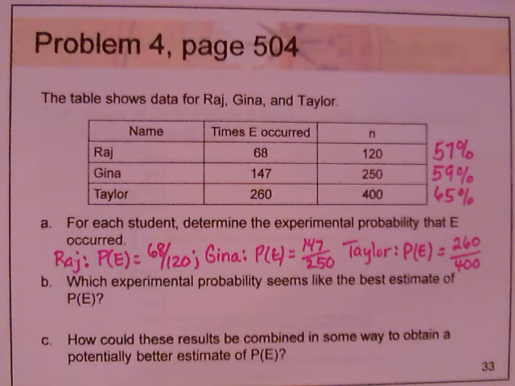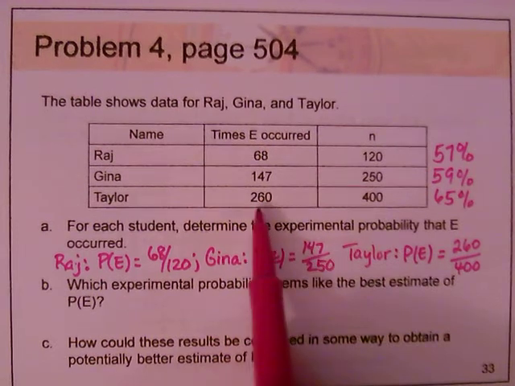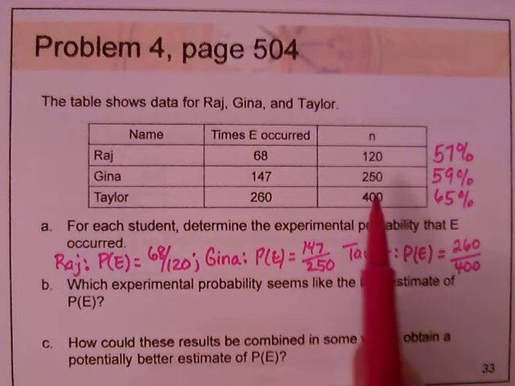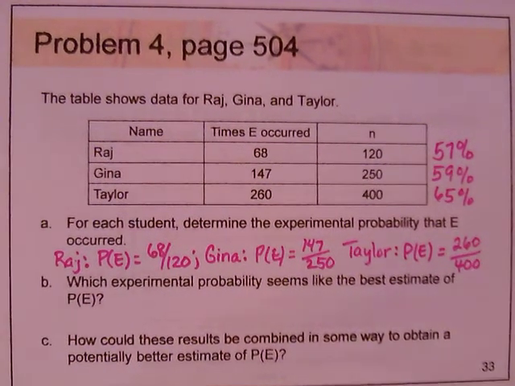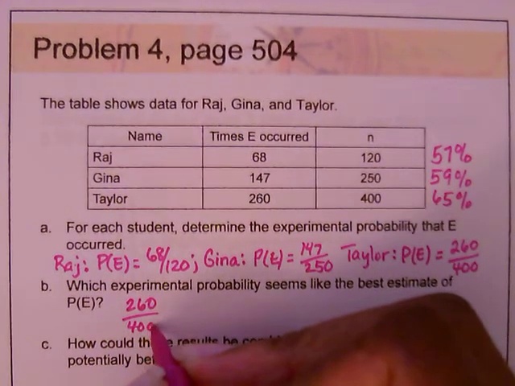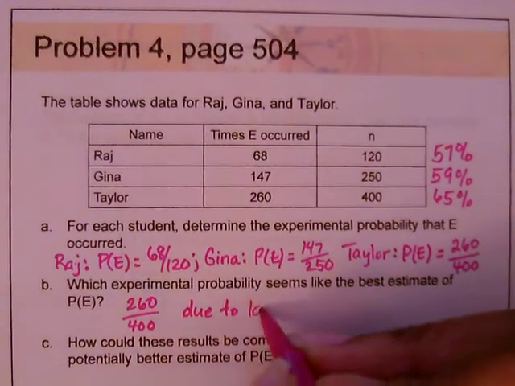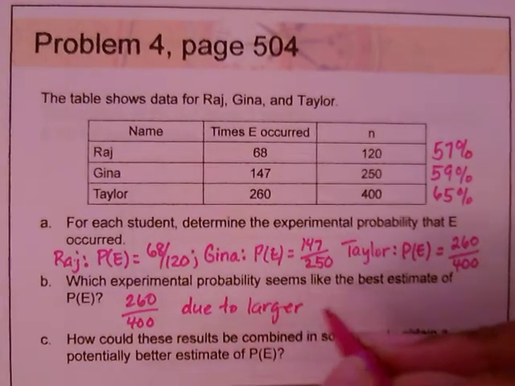Now, part B, which experimental probability seems like the best estimate for the probability of event E? And I would say this one right here, because of the larger N. So that 260 over 400 would be the best, and that's due to the larger value of N.